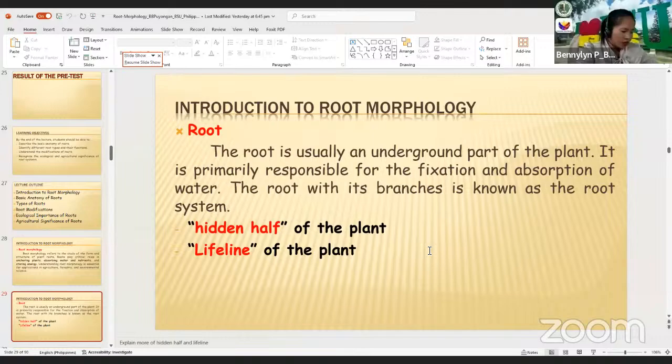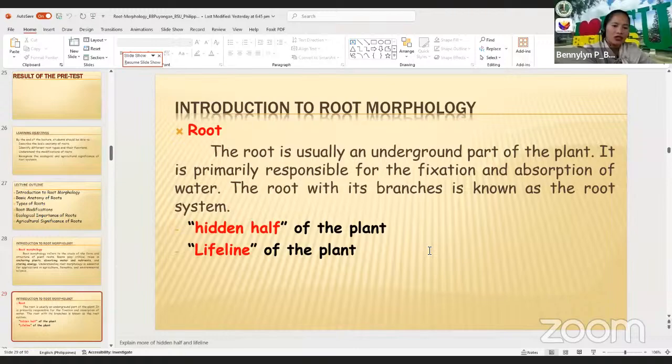For the definition of the root, we all know that it is an underground part of the plant. It is primarily responsible for fixation and absorption of water. The root with its branches is known as the root system. Sometimes other references note that the root is the hidden half of the plant, and the other part of the plant is the shoot system. So hidden half, you cannot see it mostly, except those adventitious roots that came from branches, from stems, and from leaves.